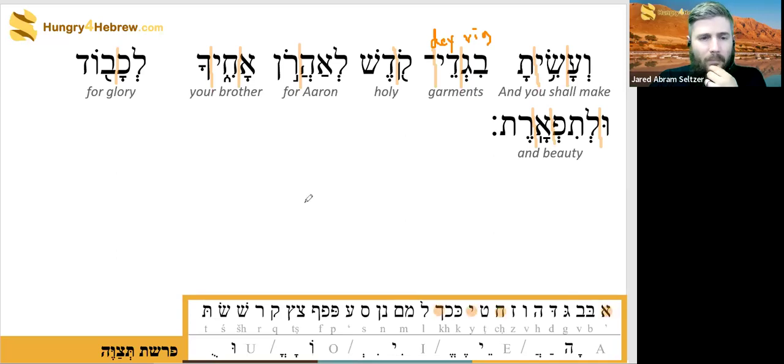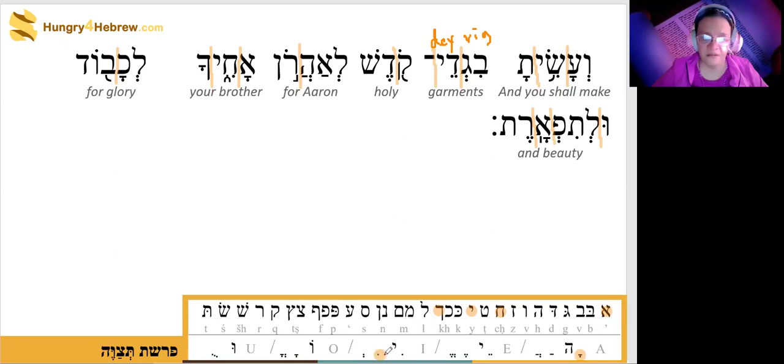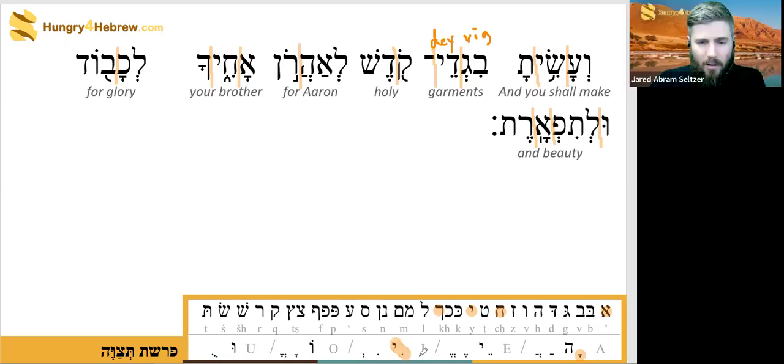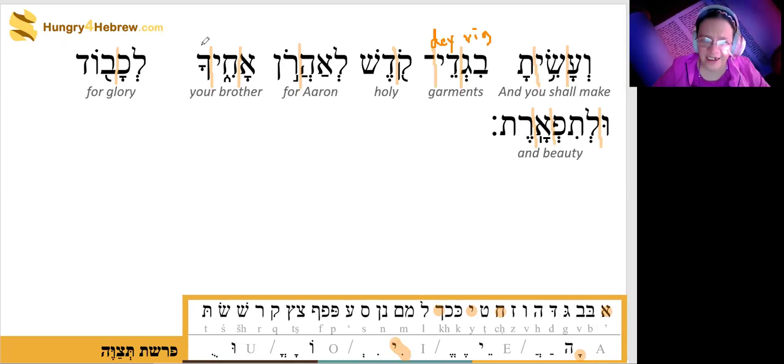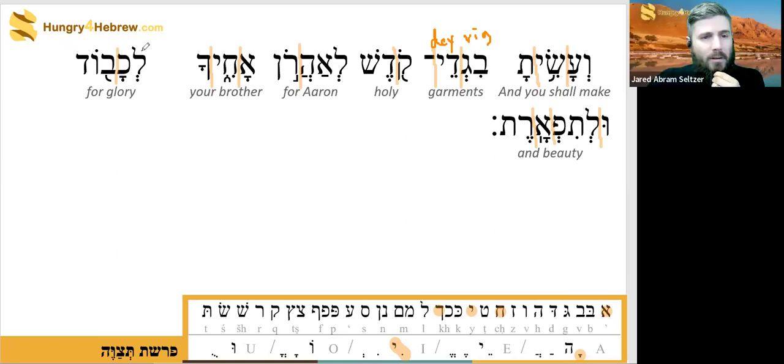Now there is a reading cheat sheet on the bottom here. So this is ah, this is chi. Actually, it's right here, I guess. And then the last one is cha. Achicha. Then, la kavod. That's right. Lechavod.